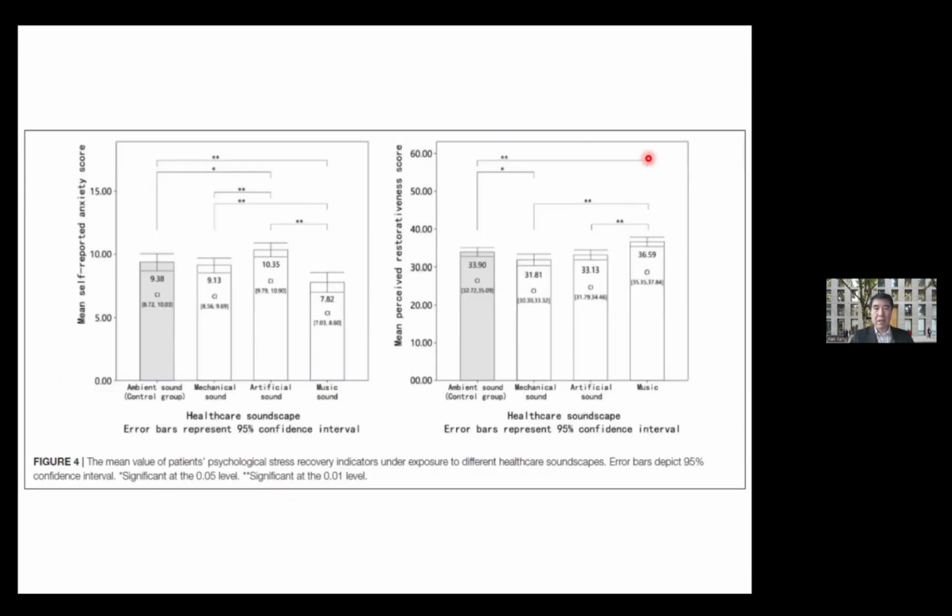And if you think about the self-reported anxiety score, which is a health aspect, also self-reported, the significant difference exists between all kinds of sound. There are still four kinds of sound, but you can see there are a lot of significant differences between different sounds. And for perceived restorative score as well. So this means when we have different kinds of sound, not only perception-wise, but also in terms of health aspect, there are differences. So in hospitals, we do need to consider sound type very carefully.